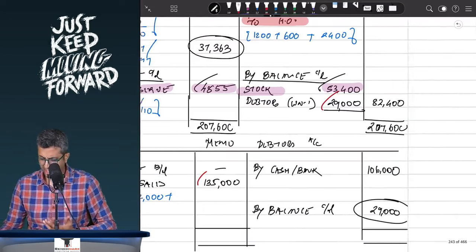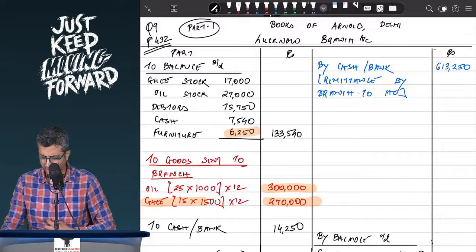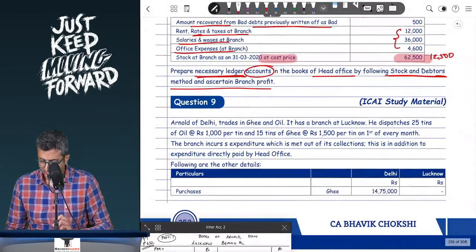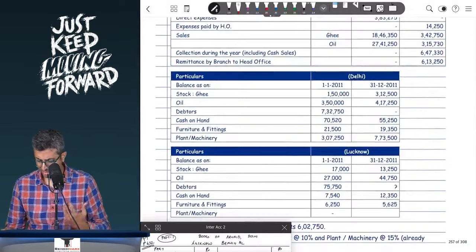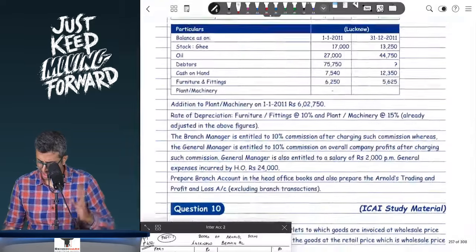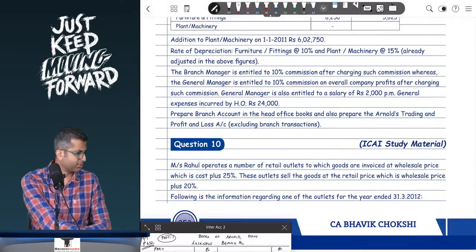Perfect. And that is, I think, about it. So there's nothing much over here. This is question number 7. Now you will have question number 9. We'll just review that once, just a second. And 10 is also on the wholesale price method, so we'll just review this once.